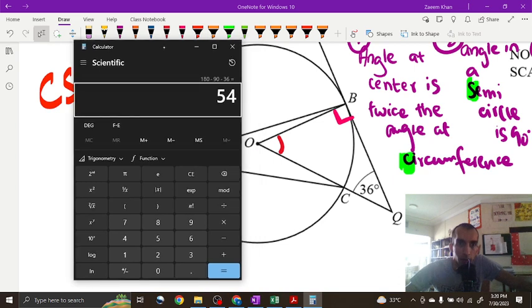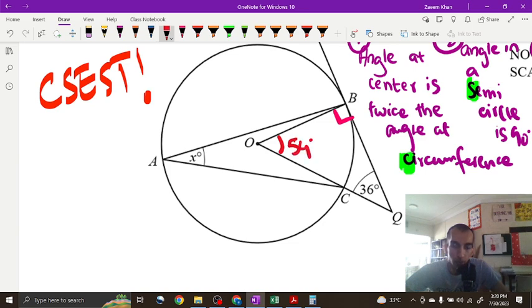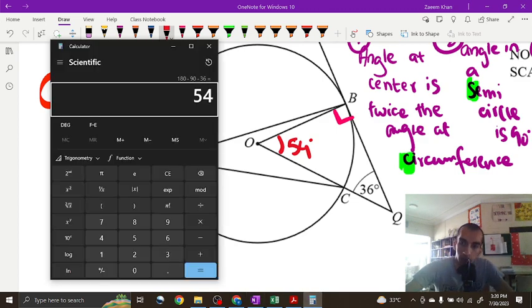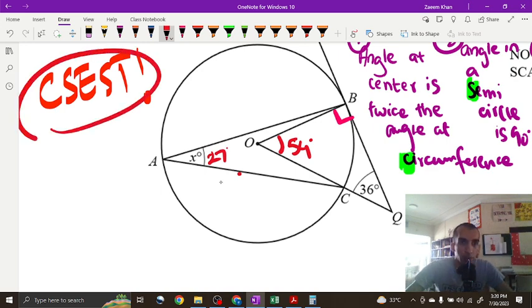Well, you're right, but why is it 54? Because the angles in a triangle are 180. Beautiful. What next? And then we can find that x by dividing 54 by 2. Which is? Which is 27. Beautiful, Rida. Well done. CSEST, remember that.